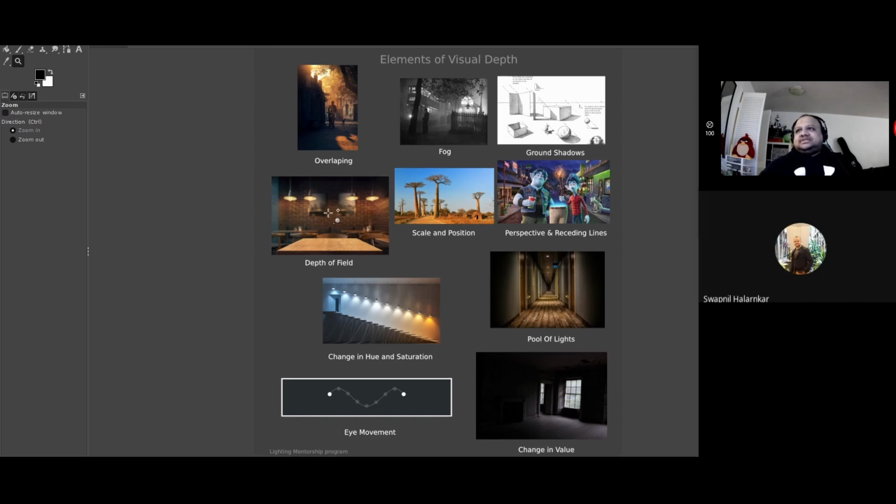So last time we discussed the elements of visual depth. In the first session we covered pool of lights in the elements of visual depth, and what exactly visual depth is. So we'll start with the remaining points of visual depth: overlapping, fog, ground shadows, depth of field, scale and position. We'll be covering these today.